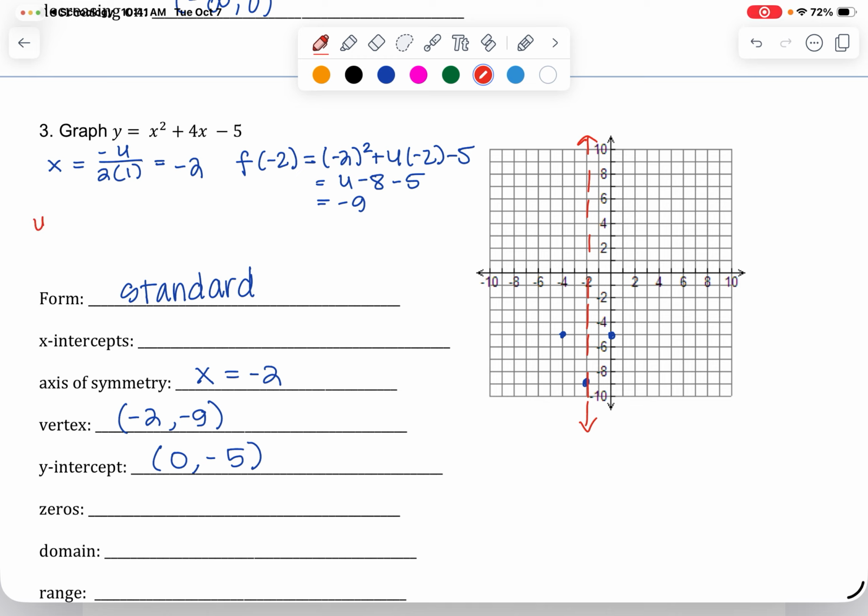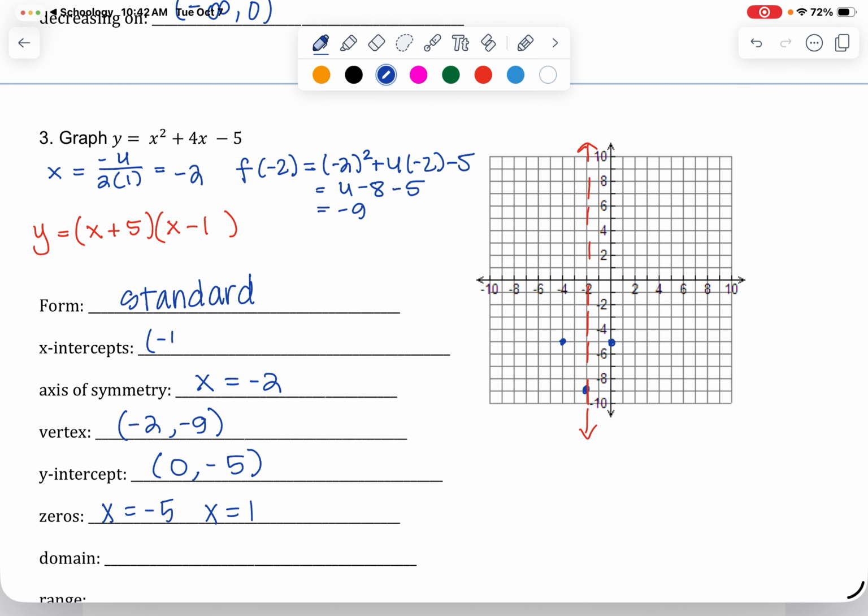To get it in intercept form means we need to factor it. So I'm looking for two numbers that multiply to give me -5 and add to give me 4. So that is x plus 5 times x minus 1. So it is factorable. Therefore, I can find my x-intercepts very easily. I can always find them, but very easily here. So set each factor equal to 0 and solve. I get x equals -5 and x equals +1 for my zeros. So my x-intercepts are -5, 0 and 1, 0.